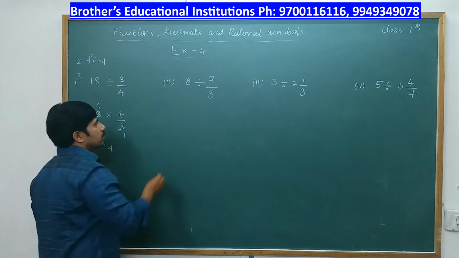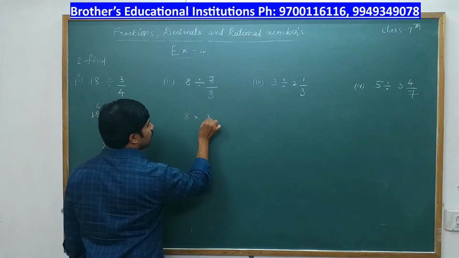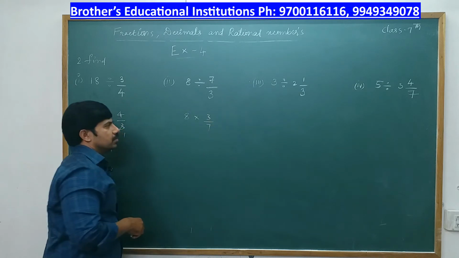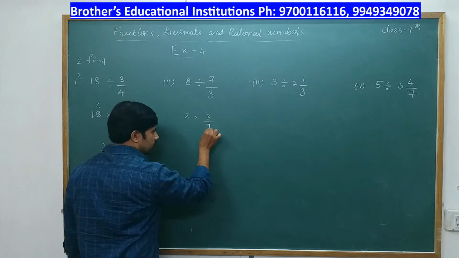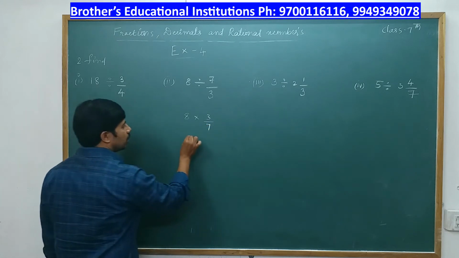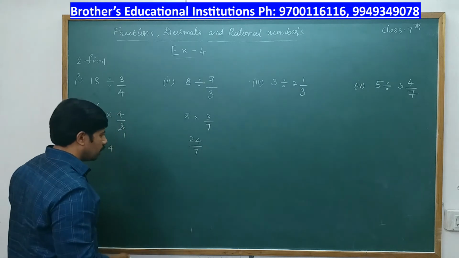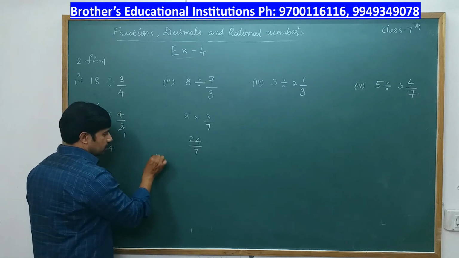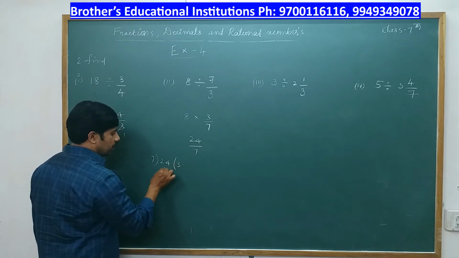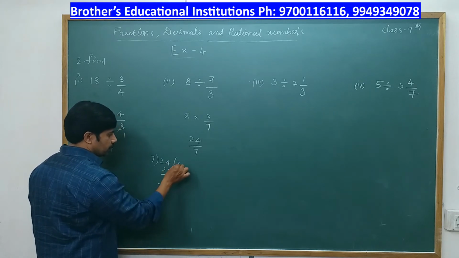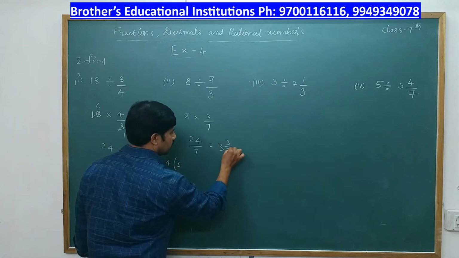Now next one, here 8 divided by 7 by 3. So 8 into, we write 3 by 7. So here we can't reduce 8 and 7 to lowest terms. So 8 threes are 24 by 7. So we can write it as a mixed fraction, we just divide this. 7 threes are 21, remainder is 3. So the answer is 3 3 by 7.